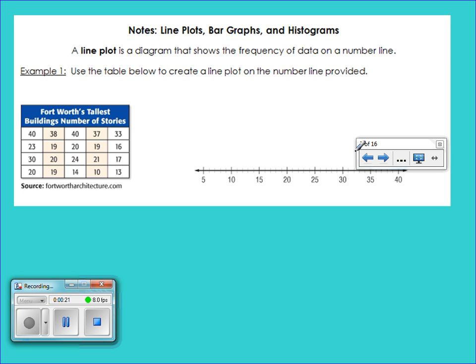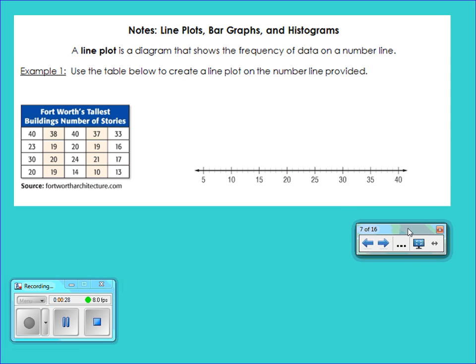All right, so a line plot is a diagram that shows the frequency of data on a number line. You'll remember from, I believe it was either yesterday or Friday's homework or the day before, where they had the little X's above the numbers to show how many people had something, okay? So in this case, what we'll be doing is creating a line plot for the number of stories in Fort Worth's tallest buildings. You see you got 20 buildings here, all their stories labeled out.